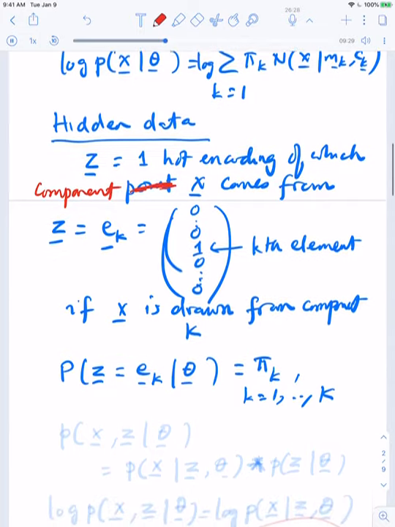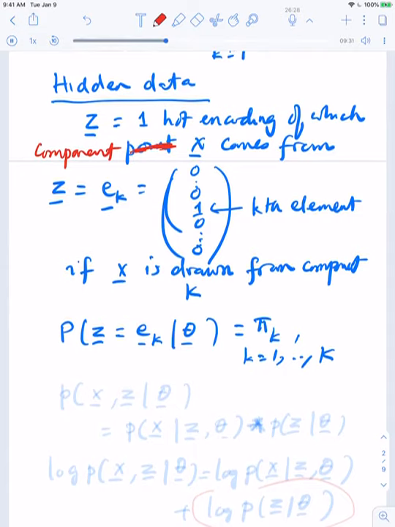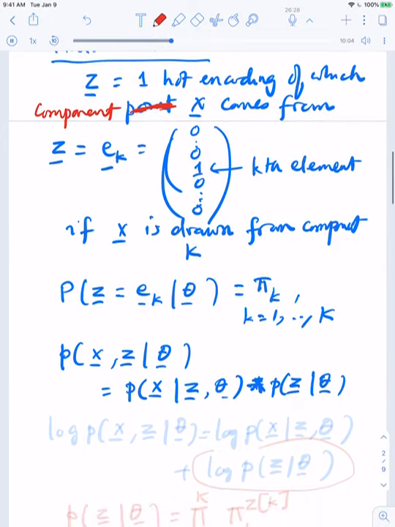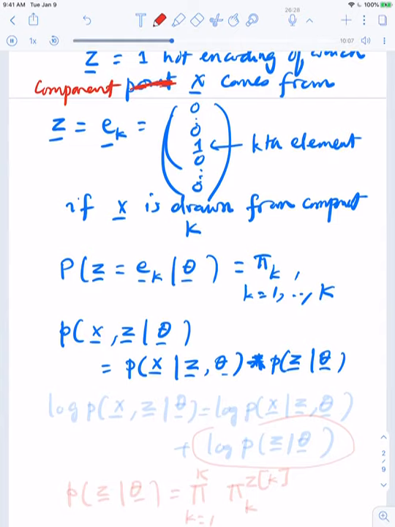So that's my setup here. And let me look at now the joint density of X and Z given theta. I can write it as P of X given Z and theta. Basically, once I tell you the one-hot encoding, you know exactly which component I'm in. So that's beautiful, that's Gaussian. And then times the probability of Z given theta. And that we know from our model: the probability that Z is equal to the kth unit vector is pi_k.